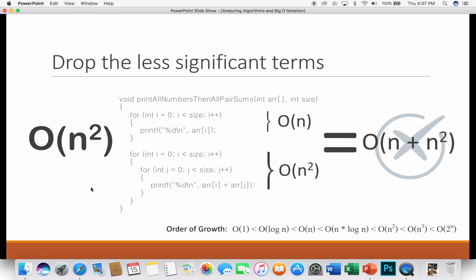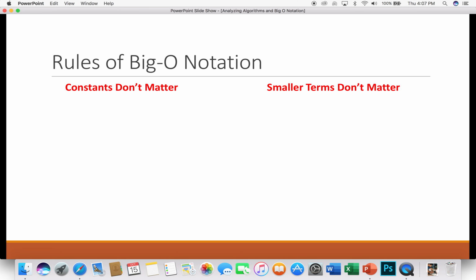Why is that? Because may tinatawag tayong order of growth. So, pinakamaliit si O of 1, which is constant, followed by log n, linear, n log n, and then quadratic, and so on. Ibig sabihin, since meron kang n and n squared is bigger than n, kailangan mo nang tanggalin si n. Okay, ititira mo na lang si n squared. Yun lang po. Dalawa lang itatandaan natin sa rules of big O notation: the constants don't matter and the smaller terms don't matter.